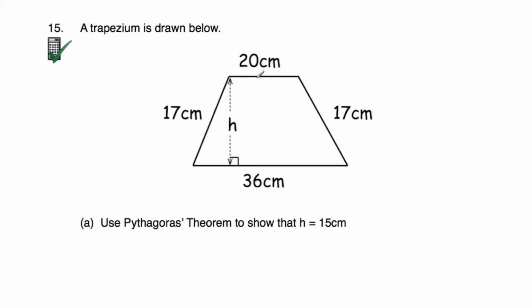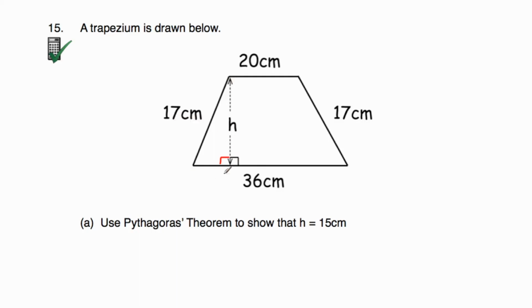So that means that the 20 centimeters is in the middle of the 36 centimeters, so that these are the same length. And we've been asked in part A to use Pythagoras' theorem to show that the height of this trapezium is 15 centimeters. So we want to use Pythagoras' theorem, so we want to look at this right angle triangle here. We know that the diagonal, the longer side, the hypotenuse, is equal to 17 centimeters.